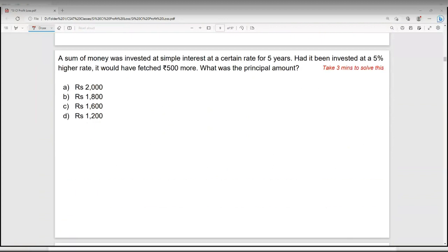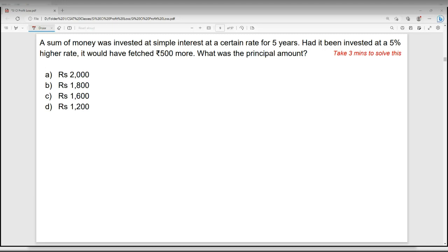It'll take 3 minutes to solve this. 33% have got option B. Nobody has got option C or option D. 75% for A, 25% for B. So we'll see how to go about this.